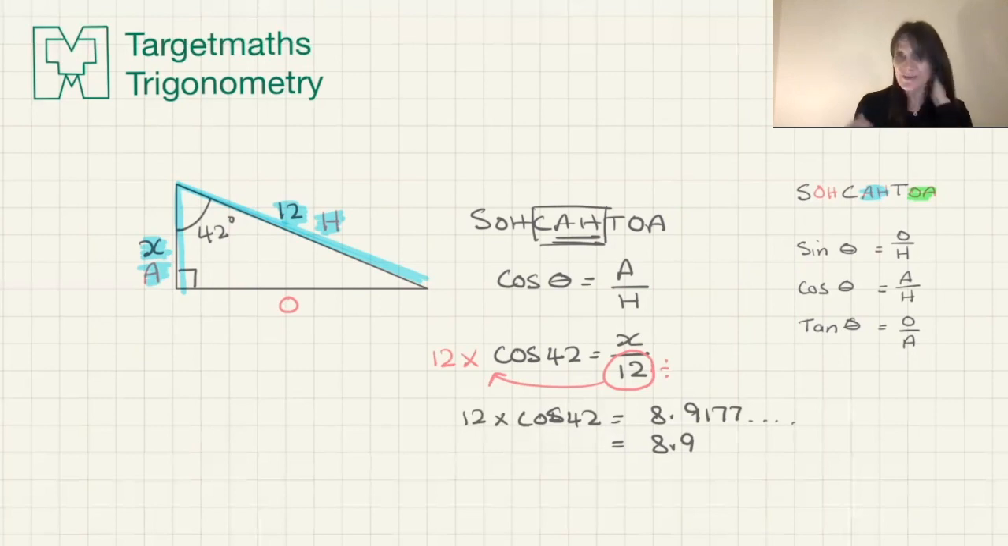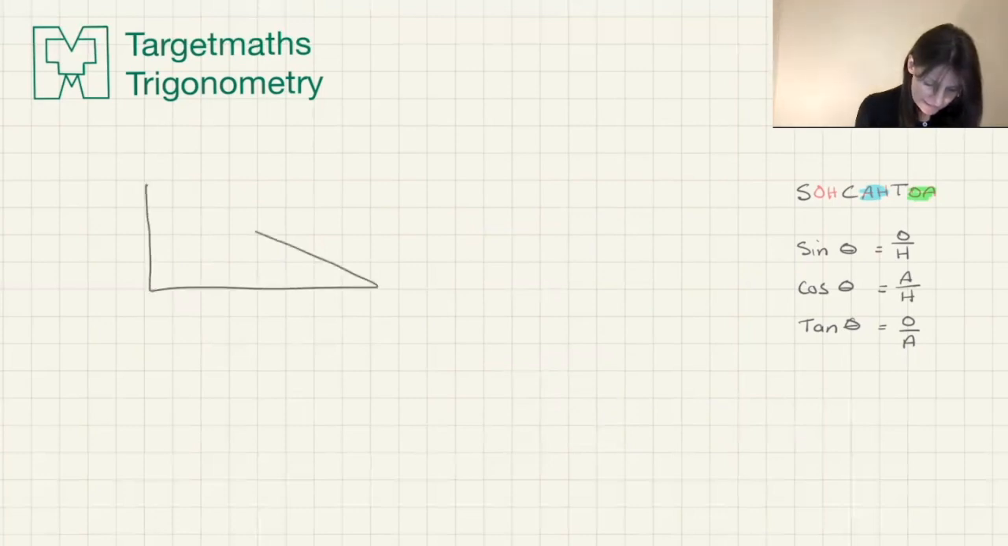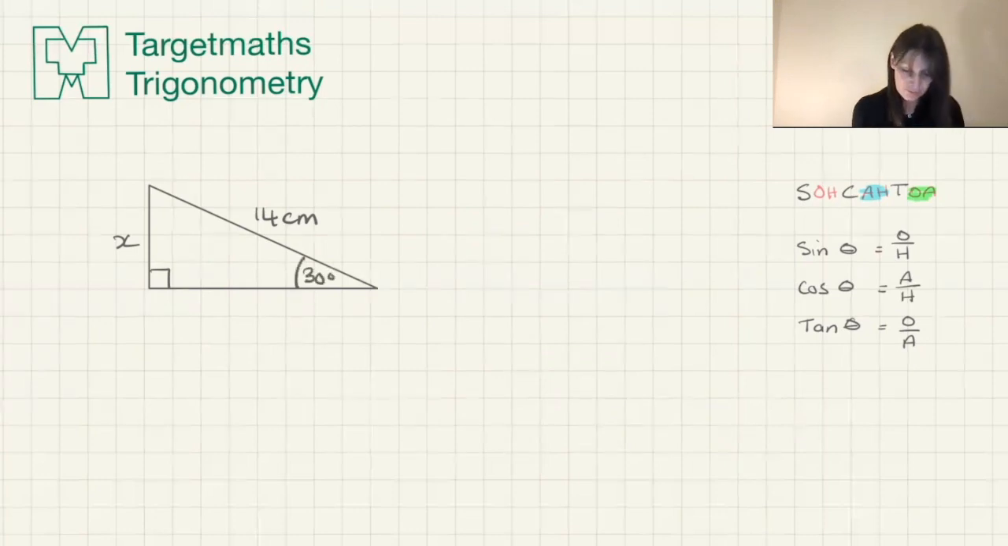All right, so you've seen it work through the one time. So let's do another one. So I want you, let's get some labeling on. Some units on this time as well. And we'll go 30 degrees on the angle.